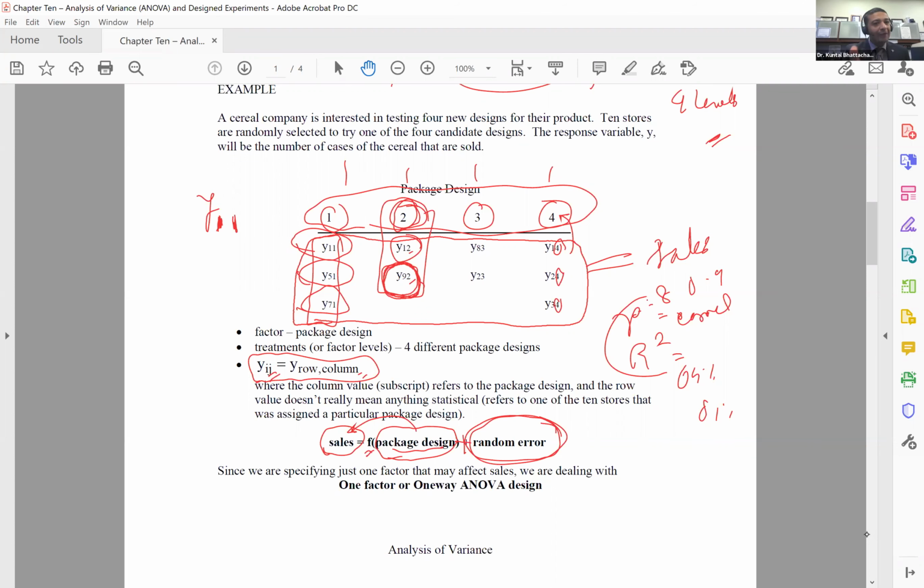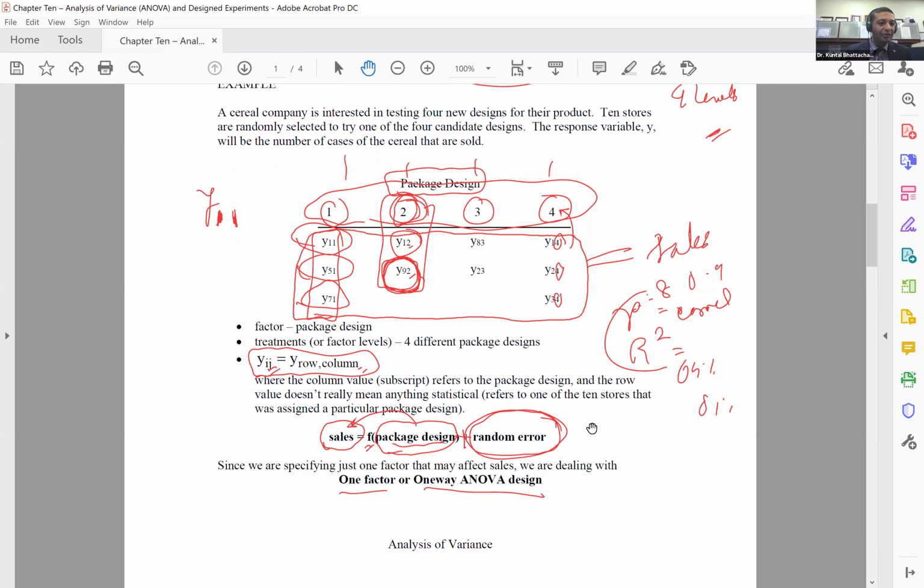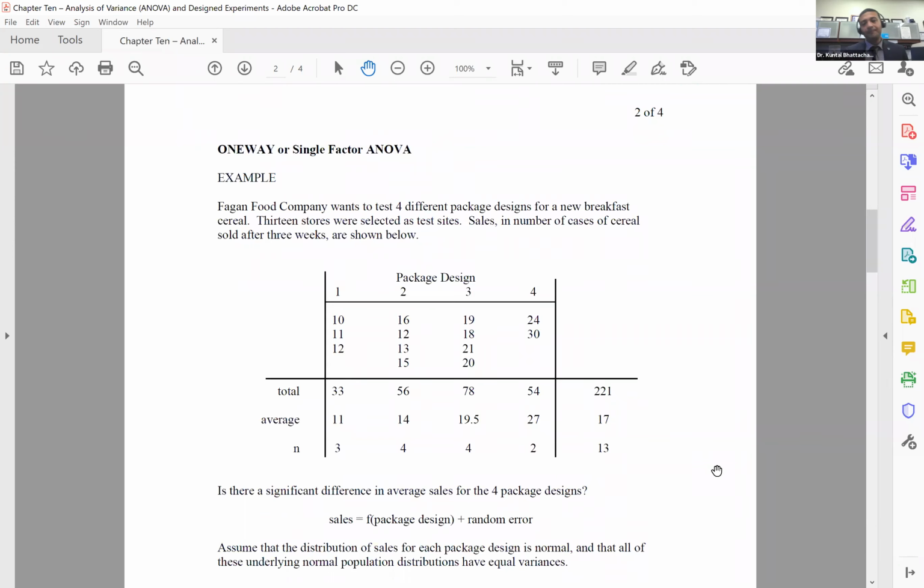Because we have only one factor that we are using in this model, and that factor is package design, it is also called a one factor or a one-way design of experiment, or a one-way ANOVA design. So here is a more specific example around that same concept with real numbers.